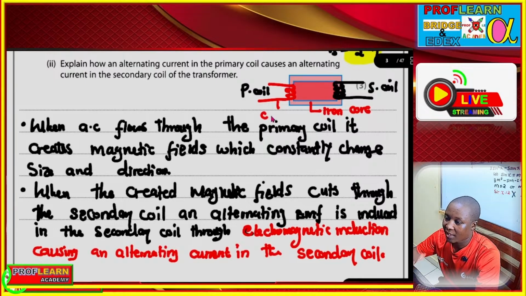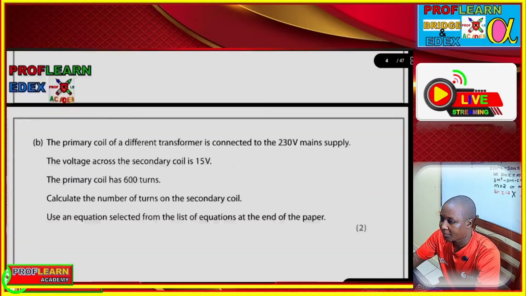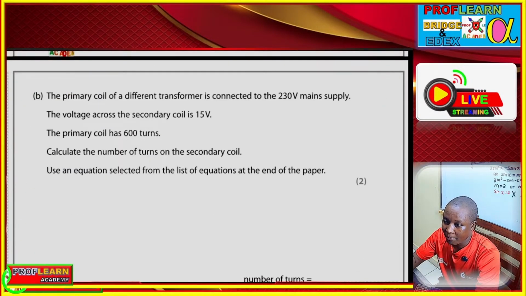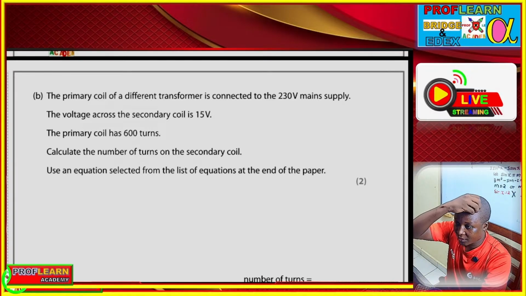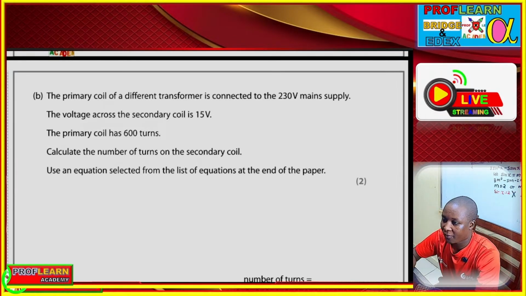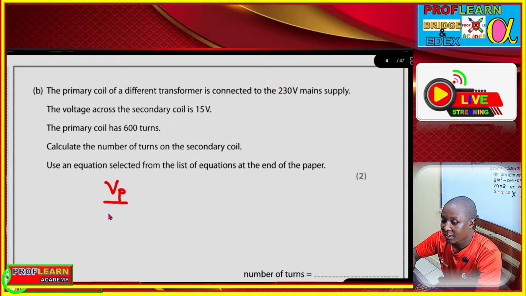Of course, we have here a soft iron core. Iron is used to make this soft iron core, and the coil is made of copper because copper is a good conductor. The primary coil of a transformer is connected to a 230 volt mains supply. The voltage across the secondary coil is 15 volts. The primary coil has 600 turns. We are supposed to find the number of turns in the secondary coil.